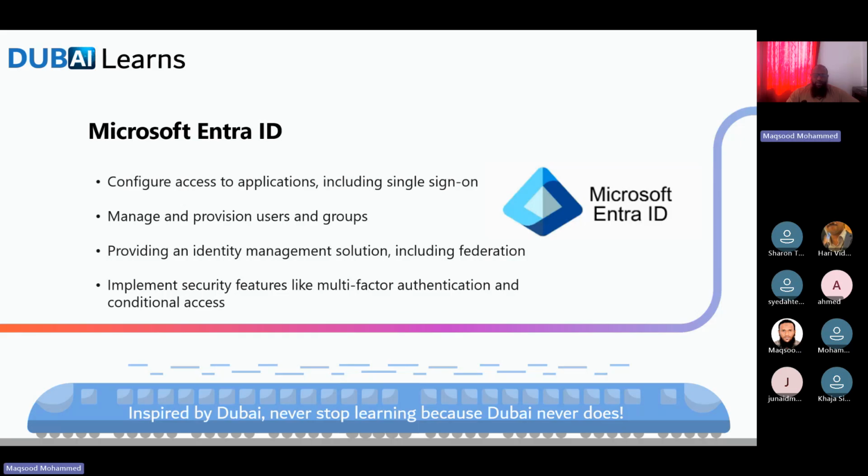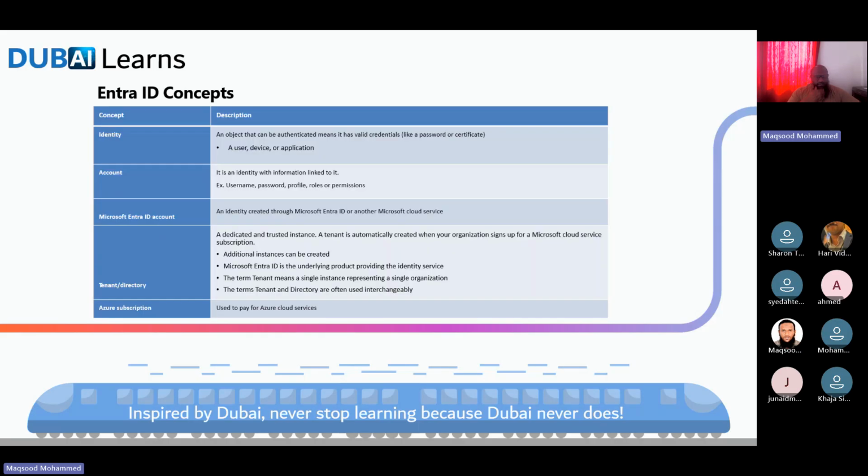When you compare that with on-prem deployments, on-prem we have something called Active Directory services. So that's what Entra ID is. In this we'll learn configuring access to applications, including single sign-on, managing and provisioning users and groups, and providing an identity management solution, including federation. We'll see what federation is. And we can also implement security features like multi-factor authentication and conditional access.